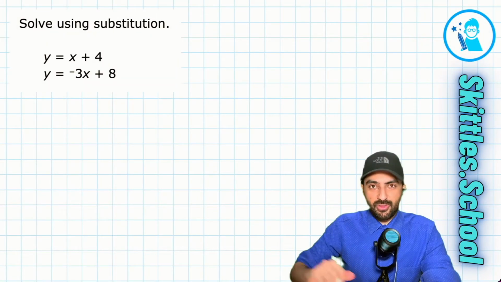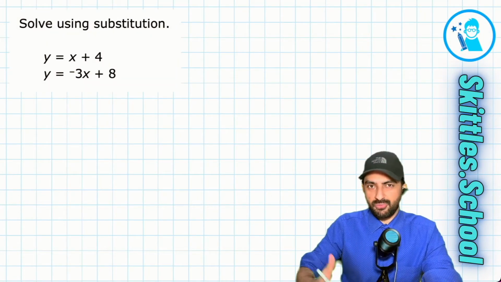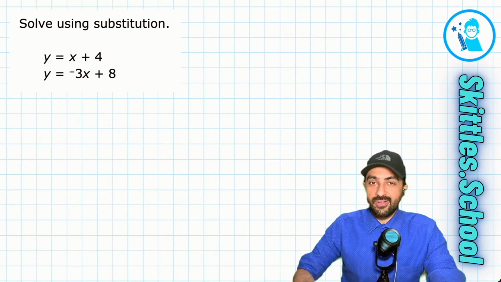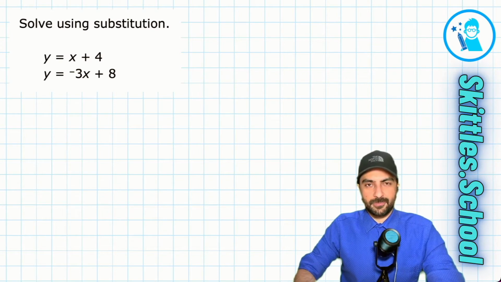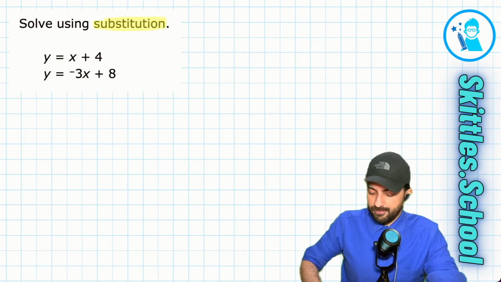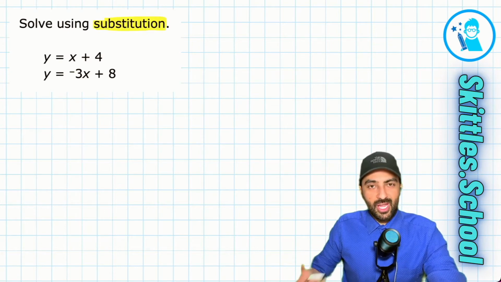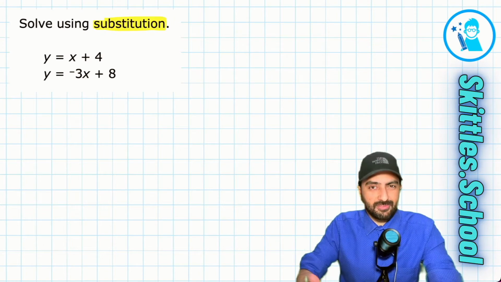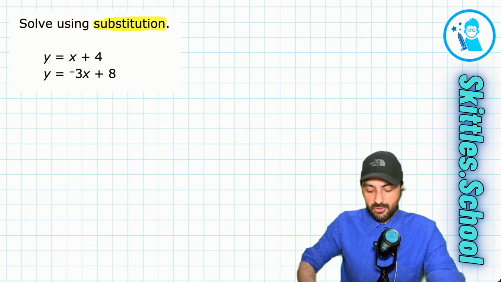So here's the question on the virtual whiteboard. It says solve using substitution. We've got two equations with two unknown variables. Therefore, we know it's simultaneous. And it's telling us to use substitution method. To be honest, on this kind of question, I would rather use elimination method, but the question tells us we have to use substitution. So let's use substitution.